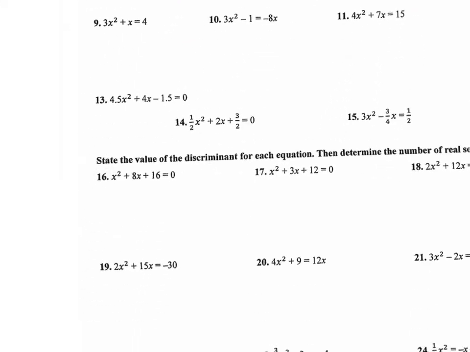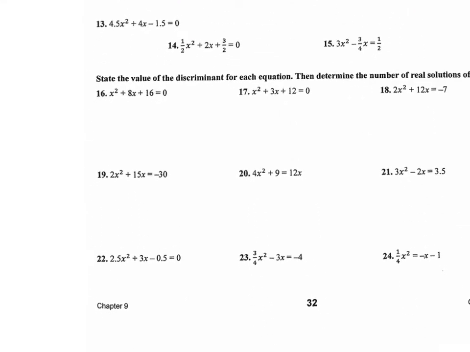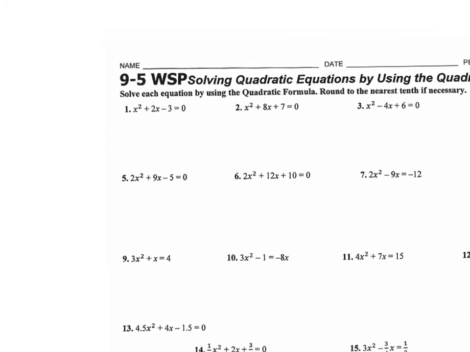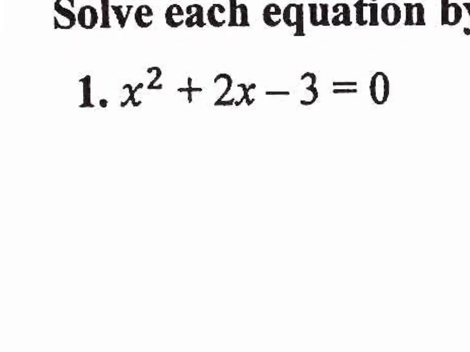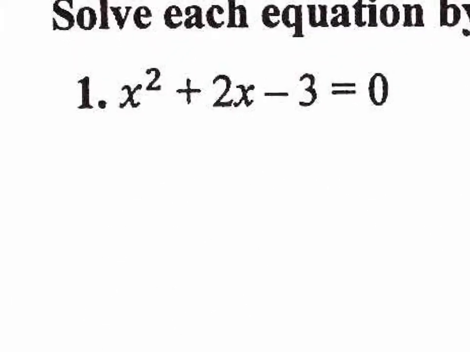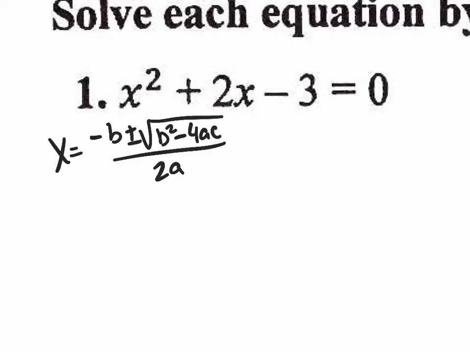The second half is telling us to find the value of the discriminant only, not to do the whole thing, just the discriminant only. On the first half, it's all about the quadratic formula. Let me do number 1. Let's first write down the quadratic formula. X equals negative b plus or minus the square root of b squared minus 4ac divided by 2a.